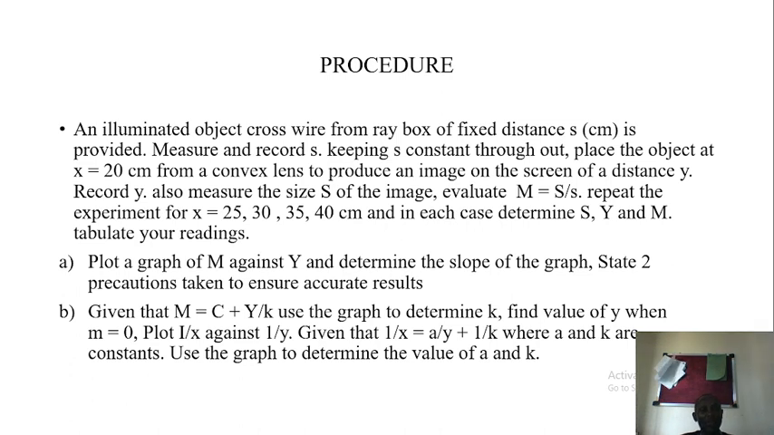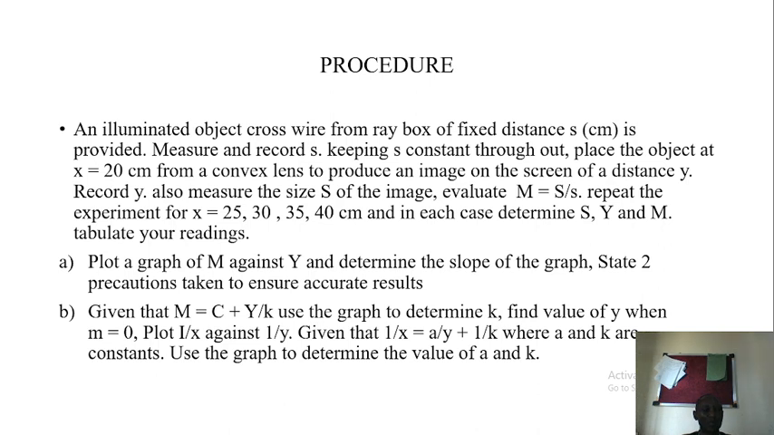When that is done, we answer the questions that we are asked. Question A is to plot the graph of M against Y and determine the slope of the graph. You state 2 precautions you have taken to ensure accurate results. You are given also that M is equal to C plus Y over K. Use the graph to determine K.